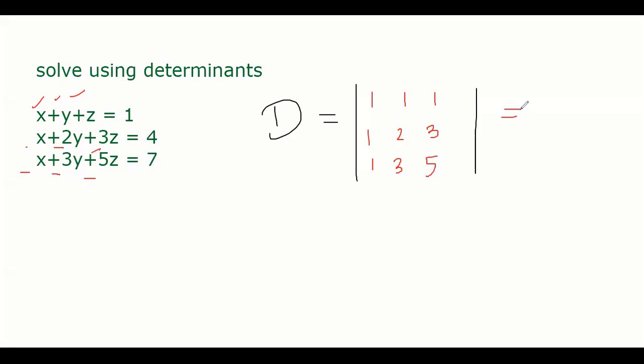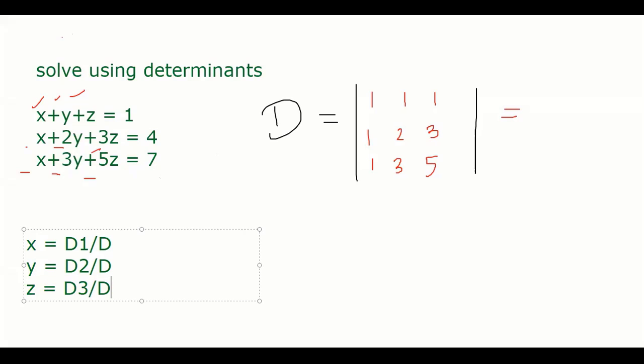Now, if you have to find the value of x, I'll tell you, x will be d1 by d. y would be d2 by d, and z will be d3 by d. d तो सबको मिल गया. d तो मतलब value of the determinant using only the coefficients of the variables. अगर आप d1 निकालना है, very easy.